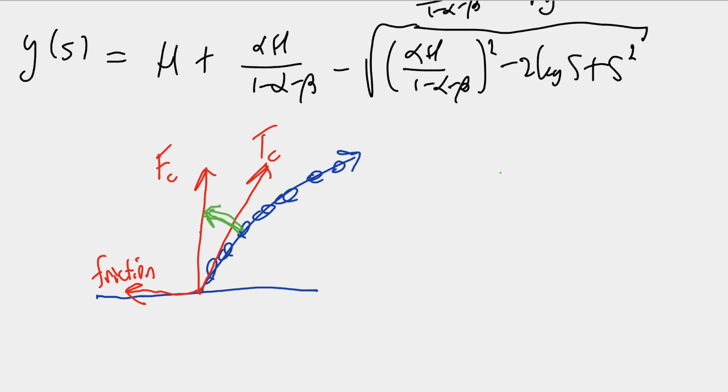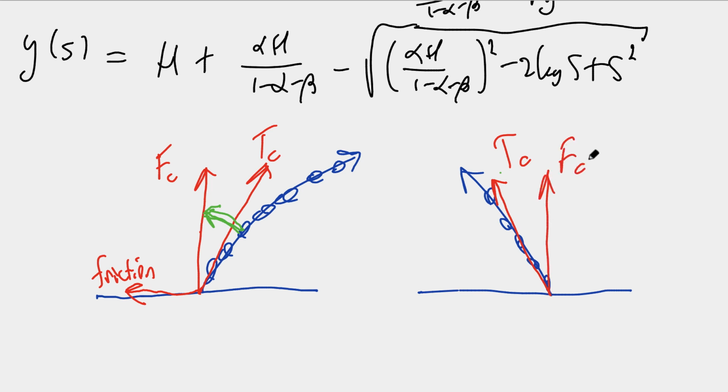And likewise, if the chain leaves at an angle like this, and we draw the forces, we have the tension, T sub c, we have the normal component of the force that the container exerts, and we have possibly a friction force. But these forces are all acting in such a way as to pull the chain back towards the vertical direction.